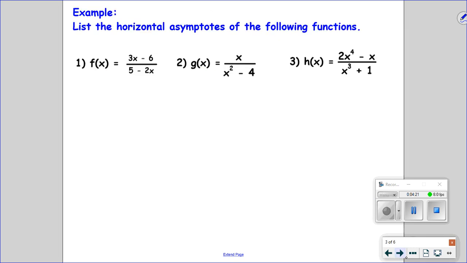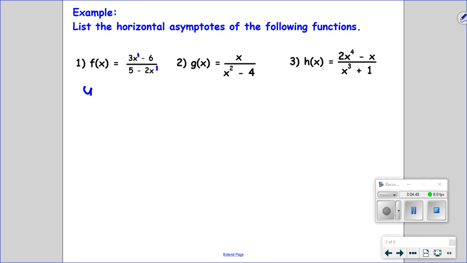Okay, let's look at some examples. List the horizontal asymptotes of the following functions. Example 1: f(x) equals (3x - 6) divided by (5 - 2x). All we have to do is compare the degrees. Both of these polynomials are linear, so the degree is 1, and the degrees are the same top and bottom.